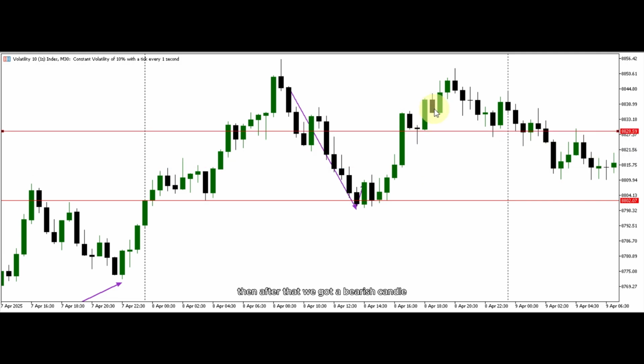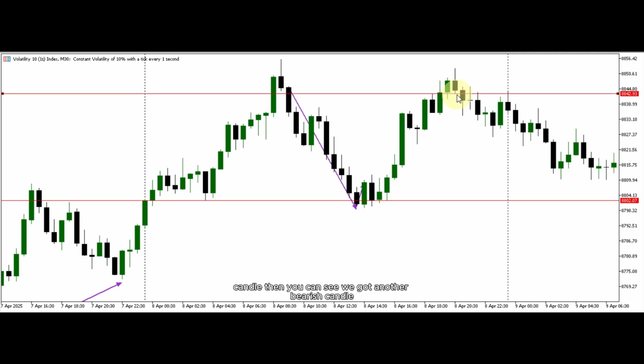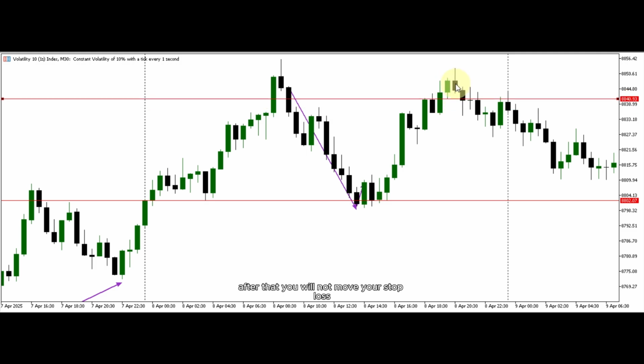Then after that, we got a bearish candle, you will not move your stop loss. Then we got a bullish candle, move your stop loss to the low of the bullish candle after the bullish candle closes. The same thing for the next candle. Then you can see we got another bearish candle after that. You will not move your stop loss because this is a bearish candle. Then the market will come back here to cut us out on profits, which is good.